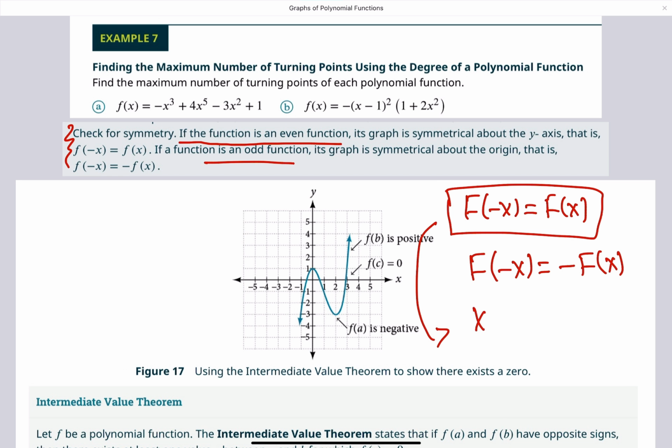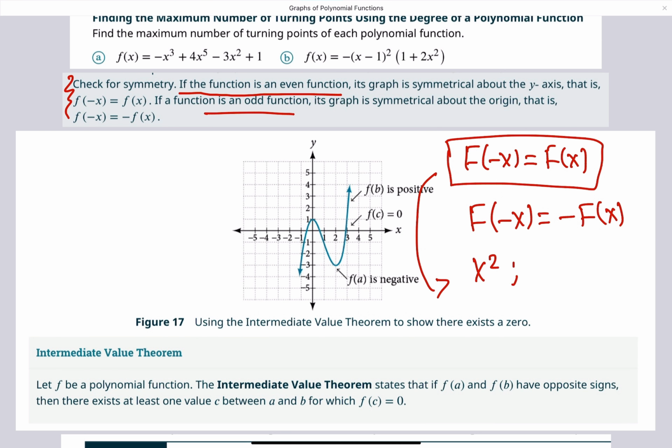So if I write down x squared, well, this is an even function, so this means that f of negative x must equal f of x. Is that true? f of negative x equals negative x squared, which is x squared, and f of x is x squared. They're equivalent, so this is true.